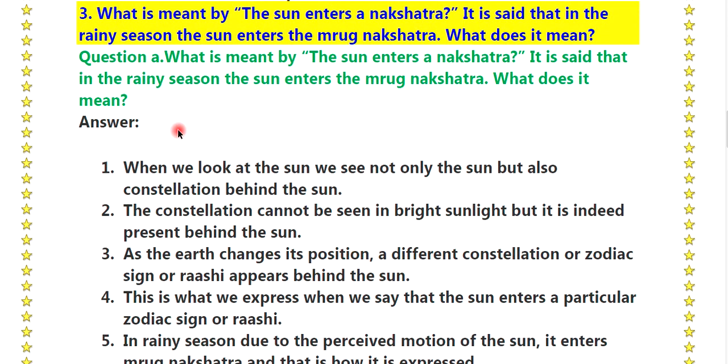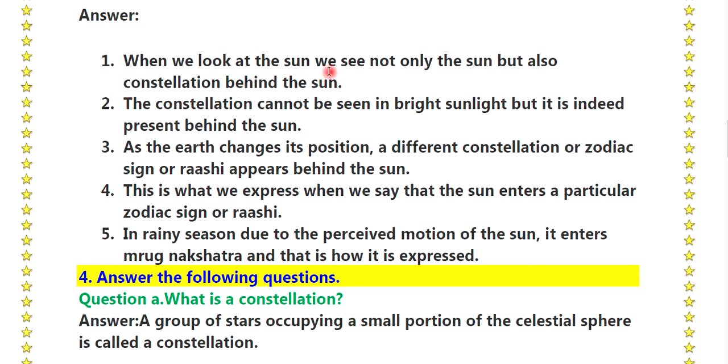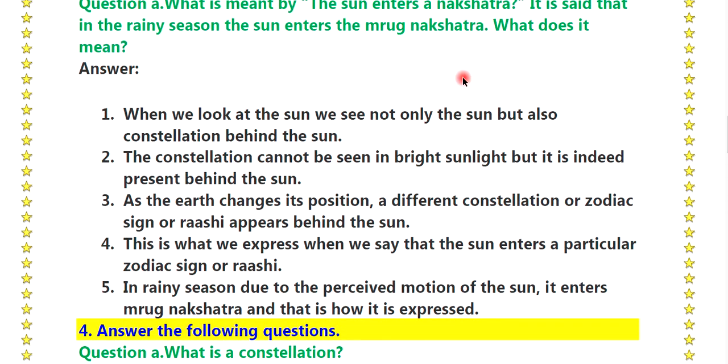Question number 3. What is meant by the sun enters a nakshatra? It is said that in the rainy season the sun enters the Mrug nakshatra. What does it mean? Answer. When we look at the sun, we see not only the sun but also the constellation behind the sun.